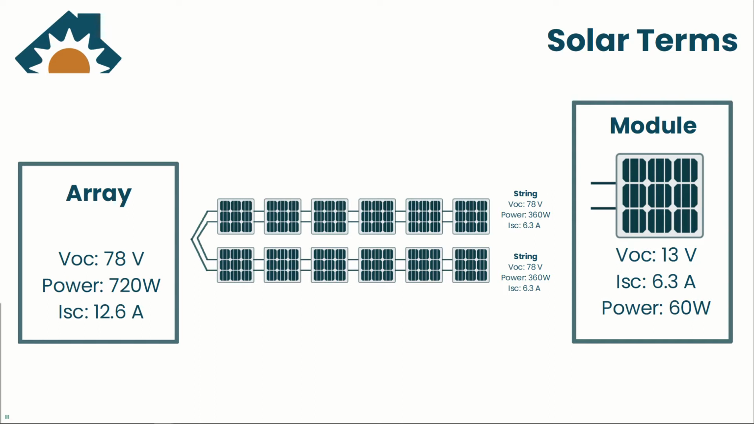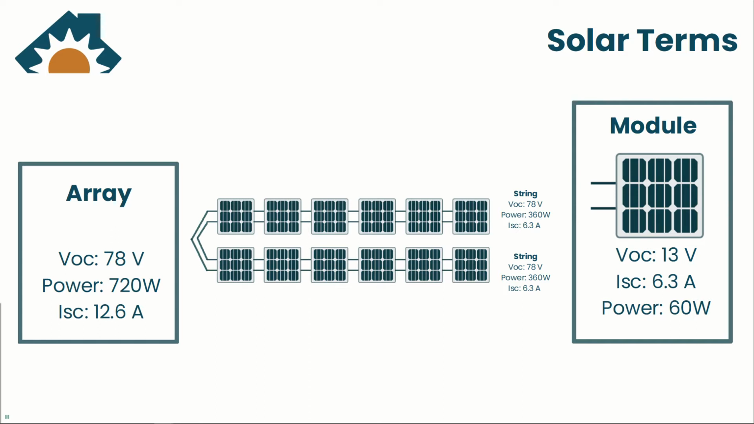All right, I'm going to go over an analogy here, so hopefully you can follow. It's like 2 highways, or 2 strings. Each highway is the same length, or in our case, the same voltage, but traffic, in this case, represents electrical current, and adds up at the intersection point. 2 strings will add the currents of each string and power. Adding up both strings will end up with an array of 78 volts, 720 watts, and a short circuit current of 12.6 amps.